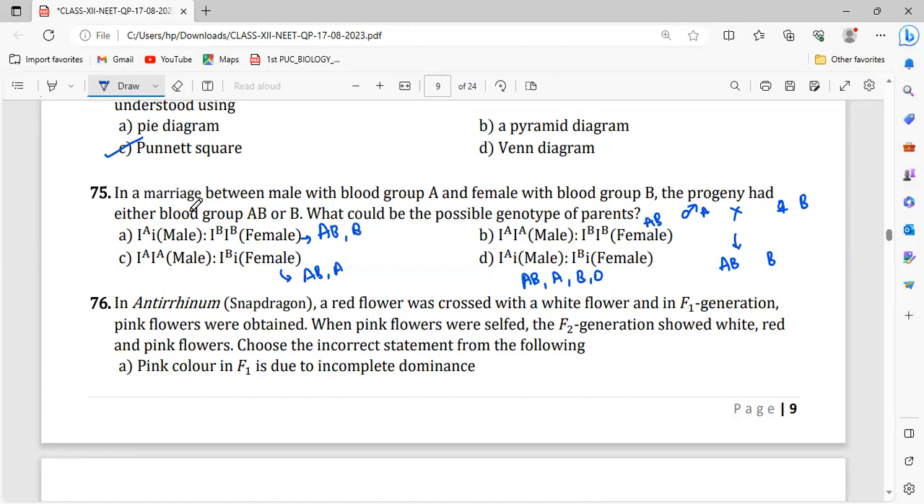So here the question is, they are saying they should either get AB or B, right? So the option will be A. Don't go for option B. They are saying only AB or B. They are not saying about A and O, right? So answer is A.